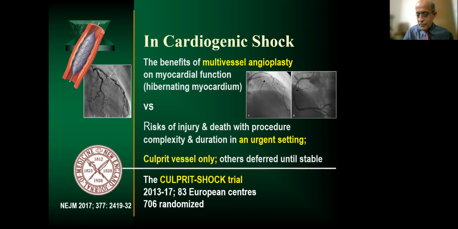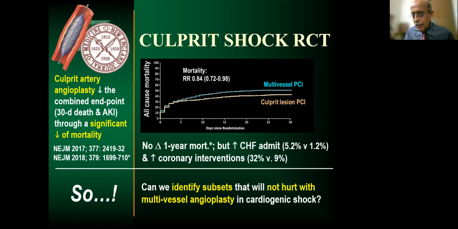And this is demonstrated in the famous CULPRIT-SHOCK trial, which was published close to a decade ago. In the CULPRIT-SHOCK trial, which was followed up even subsequently to 1 year, the outcome was very clearly beneficial in patients with culprit lesion alone angioplasty, in contrast to patients who get multivessel angioplasty. And at the end of 1 year, the outcomes were exactly the same. That is, the culprit vessel group continued to show a benefit.